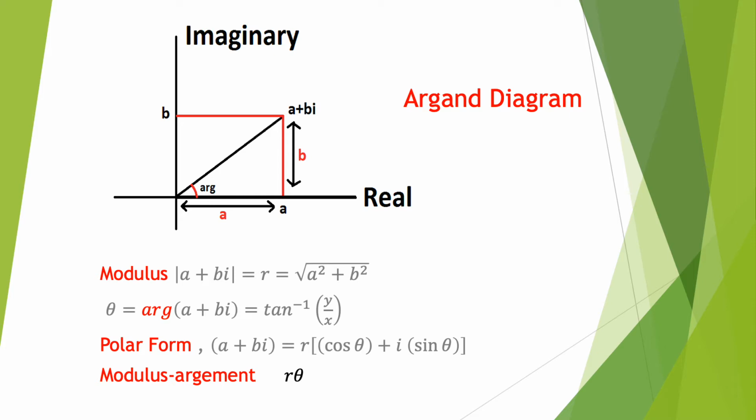The complex number can also be represented in polar form, that is, a plus bi equals r times (cos theta plus i sin theta). The polar form is also called the modulus-argument form.